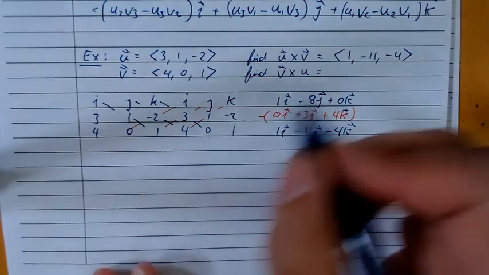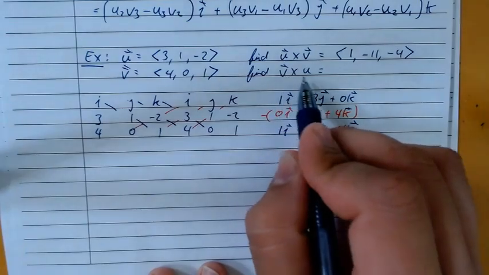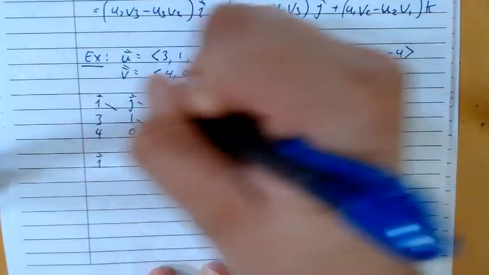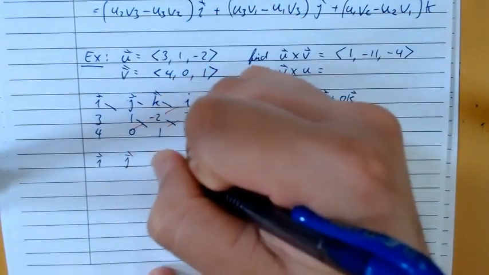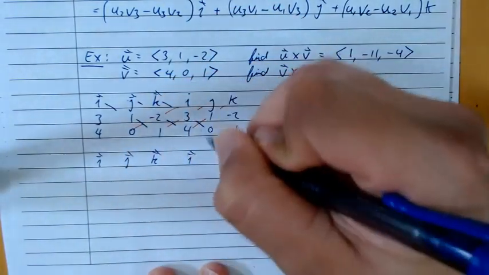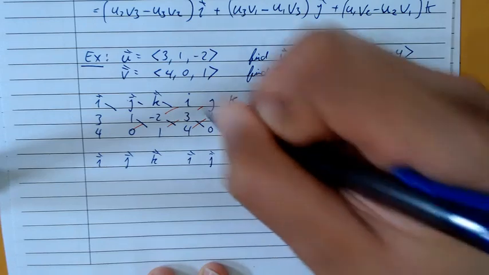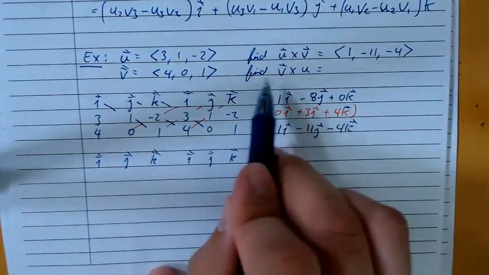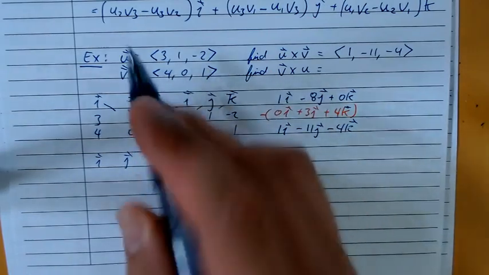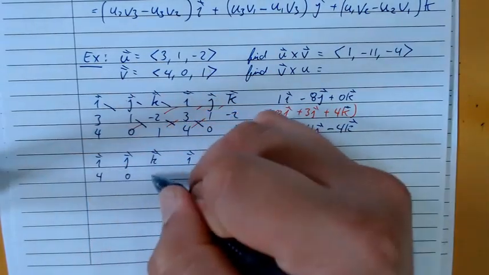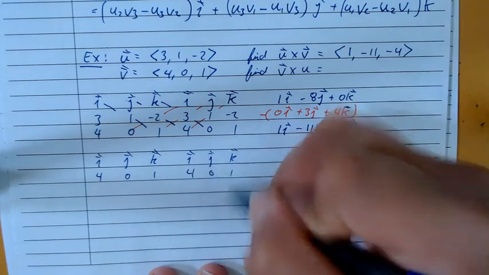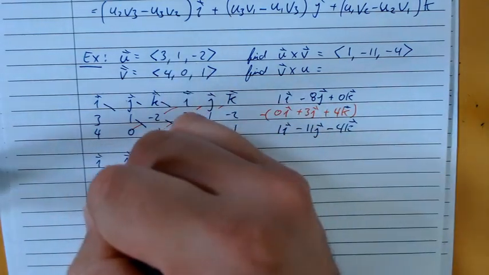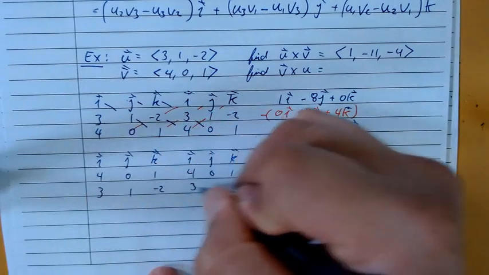All right, so here we go. We're going to multiply V cross U. Using the mnemonic, I'm going to say I, J, and K, and then again, I, J, and K. Since I'm doing V cross U, I need to write V first. So 4, 0, 1, 4, 0, 1. And then U, 3, 1, minus 2, and then again, 3, 1, minus 2.